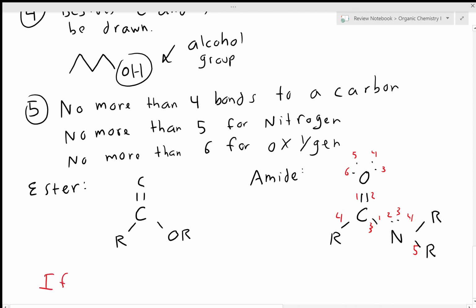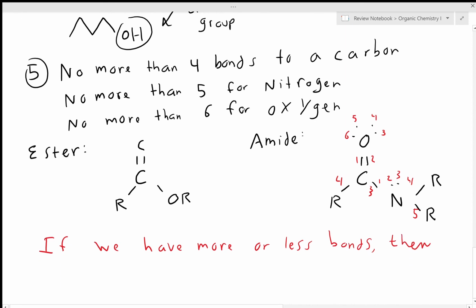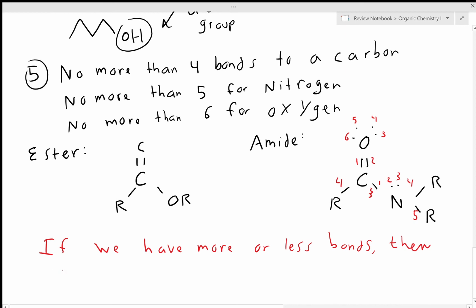If we had more or fewer bonds, then we will have a formal charge on an atom. We will go over this in the next video.